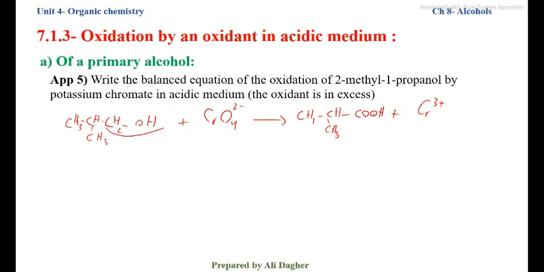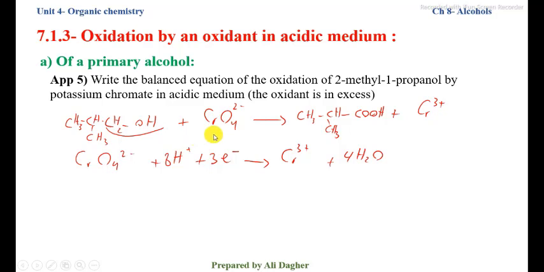Balance the two half reactions. First, CrO4 2- gives Cr3+: 1 Cr, 1 Cr. 4 oxygen, so we add 4 H2O in products. 4 times 2, 8 hydrogen, so we add 8 H+ in reactants. Now 2 minus and 8 plus gives 6 plus in reactants, 3 plus in product; 6 minus 3 leaves 3 electrons in reactants. This is the first half reaction.